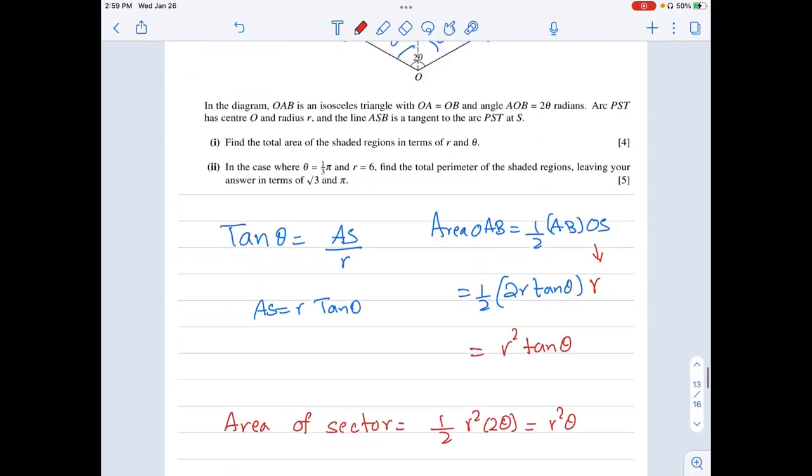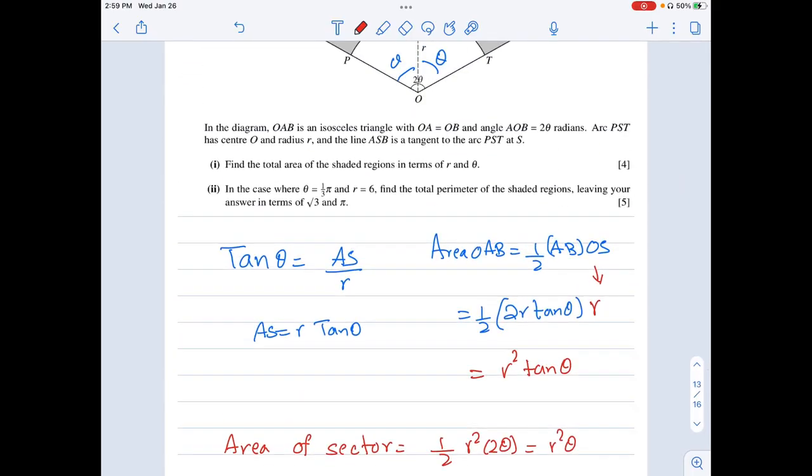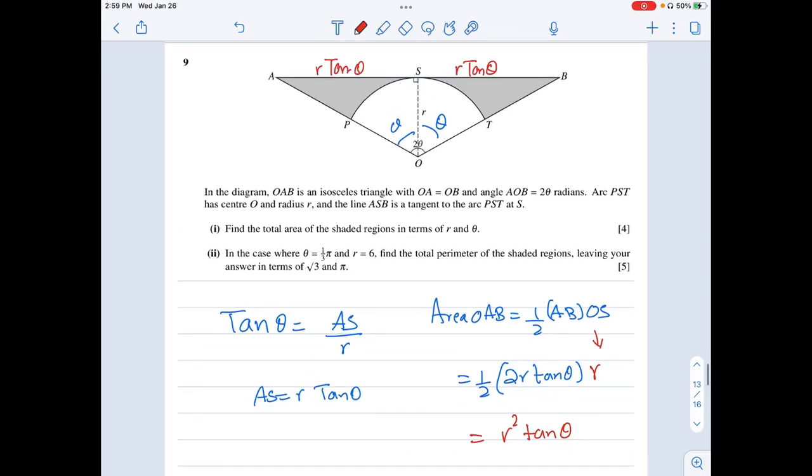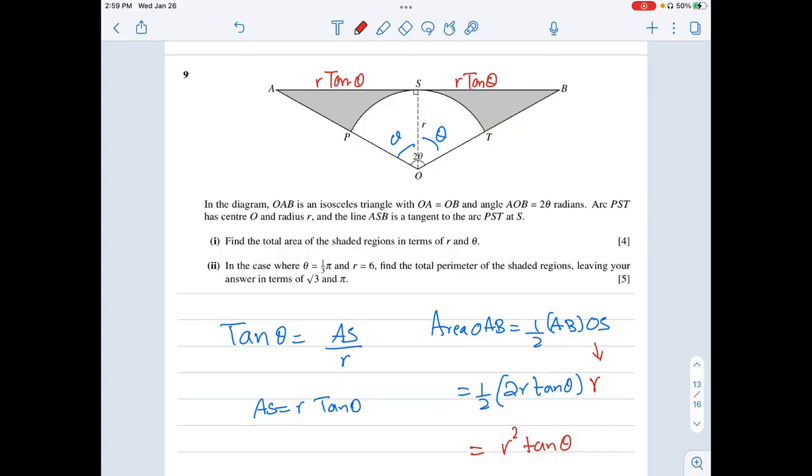Now next, what else is being asked? In case theta equal to pi upon 3 and r equal to 6, find the total perimeter of the shaded region, leaving your answers in terms of root 3 and pi. So perimeter of the shaded region. So I have to find out the perimeter of the shaded region. So what am I going to do? So I erase over here and write theta as pi upon 3.